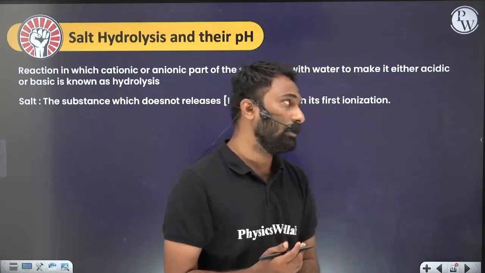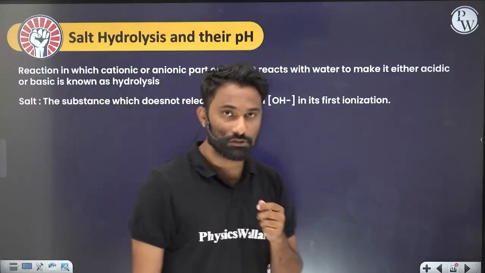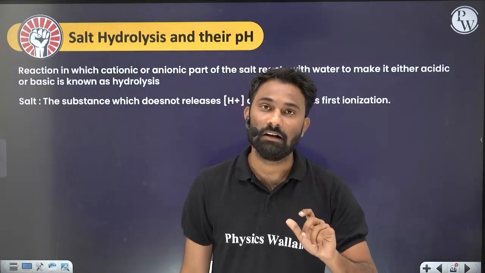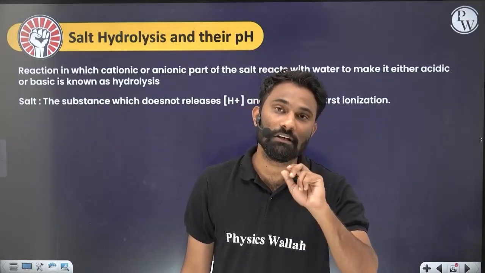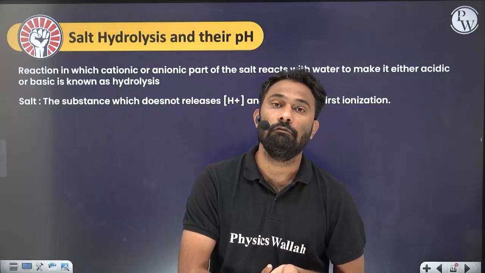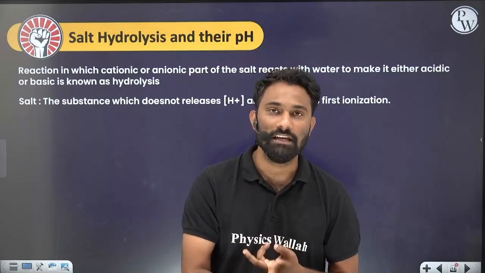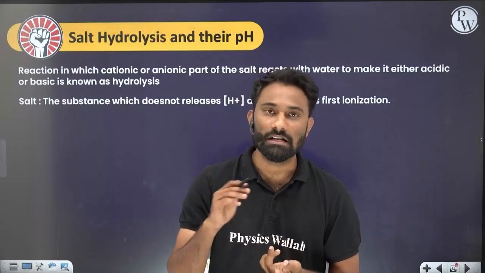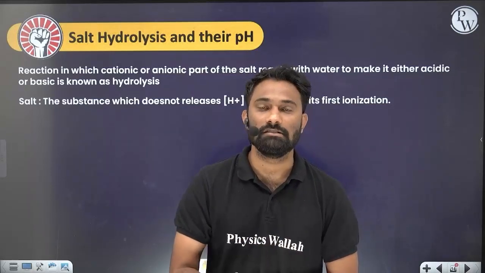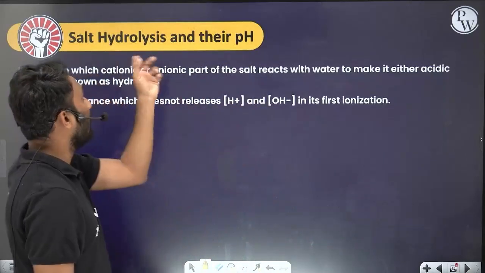Okay, here we will look at salt hydrolysis and their pH. If a salt hydrolysis is given, that salt hydrolysis will come under which salt: strong acid versus strong base, weak acid versus strong base, or weak base versus strong acid. That we are going to see, and how to identify it and their pH.